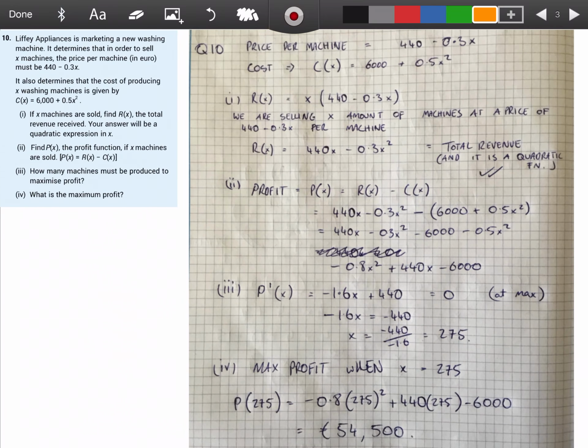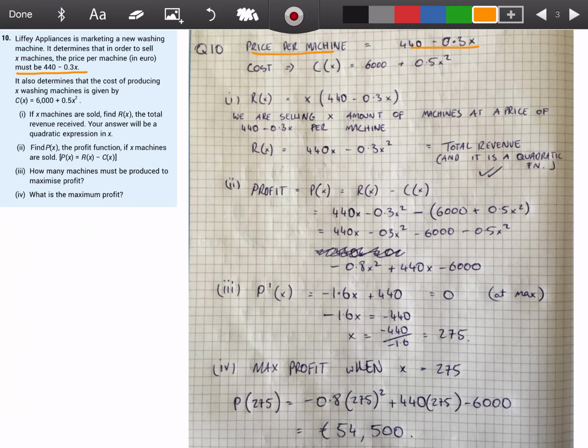Last one, question 10. Now I'd ask you to give this one a crack, and it's quite tricky based on the reading of it. Okay, so we have Liffey Appliances is marketing a new washing machine. It determines in order to sell X machines, the price per machine must be that formula. So that's what I've got. Price is equal to that. It also determines that the cost is C of X. Cost is equal to that. So I know price, I know cost.